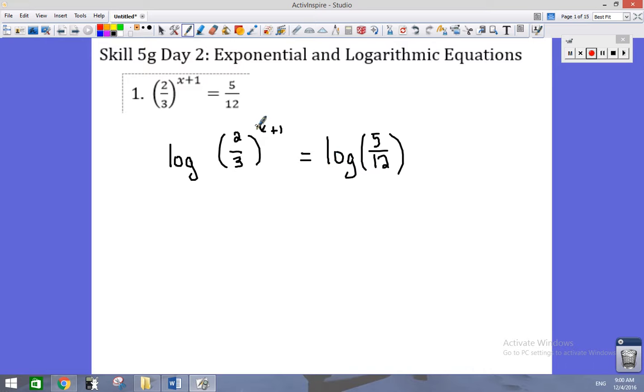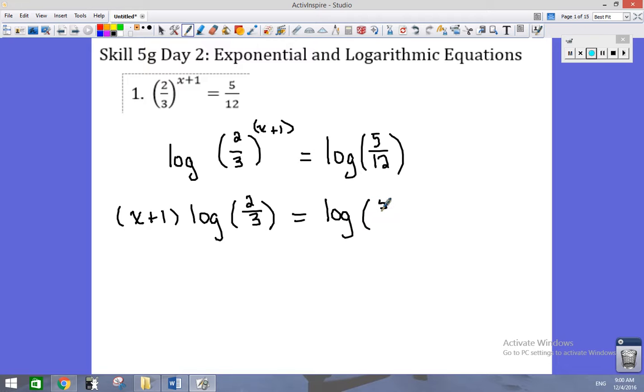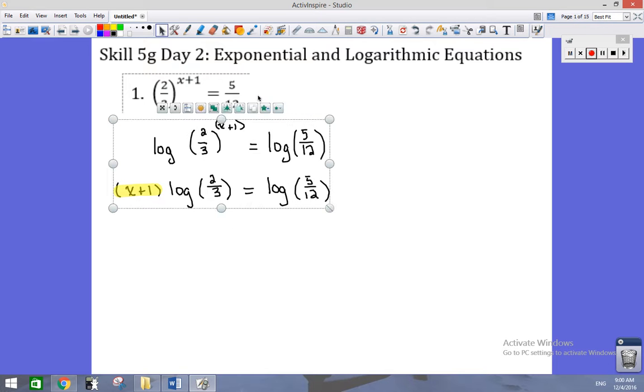Alright, so now by the power rule, this exponent of x plus 1, I can bring it down as a coefficient in front of the log. So I've got x plus 1, a factor times another factor. So now I have an equation where I can begin to attempt to get the variable by itself, because on the left-hand side, I have two factors, and right now the factor of interest contains that variable x, that first factor x plus 1. I need to get it by itself, so I need to divide both sides of this equation by the log of 2/3.